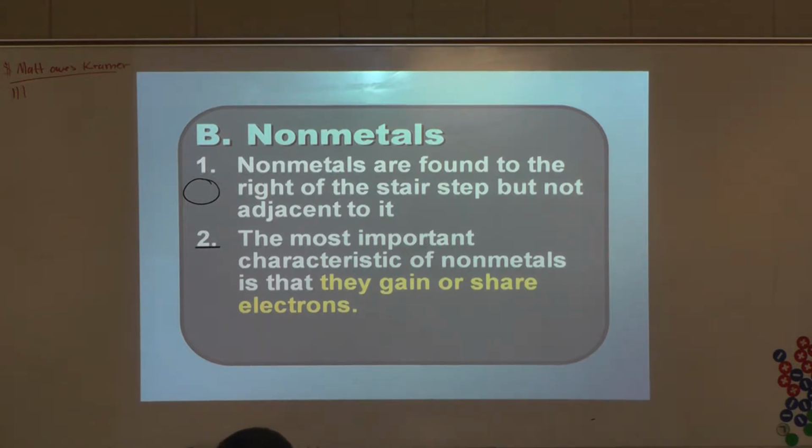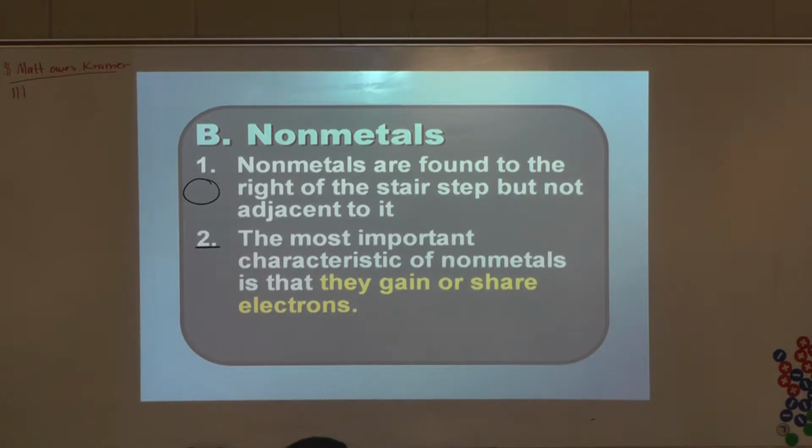Cool? Now, is this hard? No. So it's a whole bunch. Chemistry is a whole bunch of easy things that build upon themselves that become very difficult if you forget one of the easy things. Okay? So, nonmetals. Right up the stair step, but still not what? Adjacent. So what do you think the metalloids are?